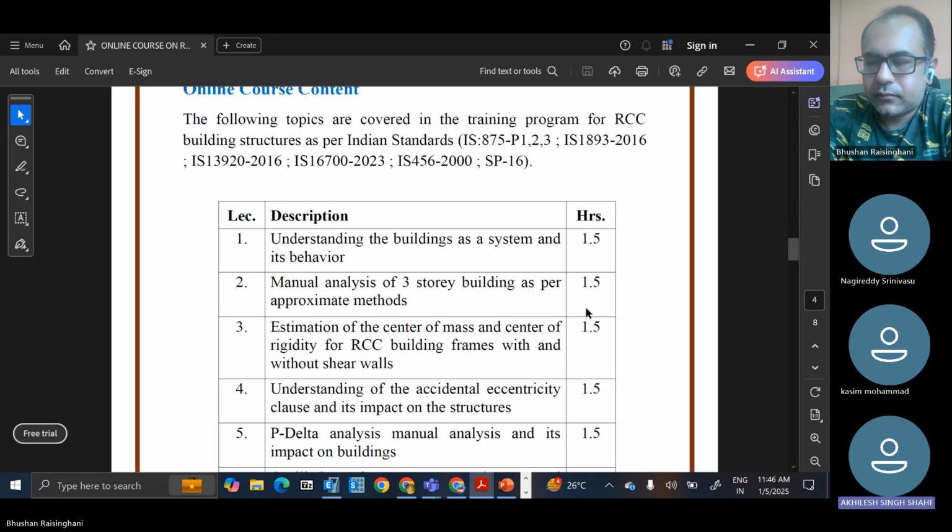Actually, sir, in SP16, we have some limitation like four-side equal distribution and two-side equal distribution. So in our real cases, mostly we cannot compare it with the SP16. So it is always a question that four-side distribution I am doing, and SP16 is mostly two-side distribution. Then how should I consider the capacity of the column?